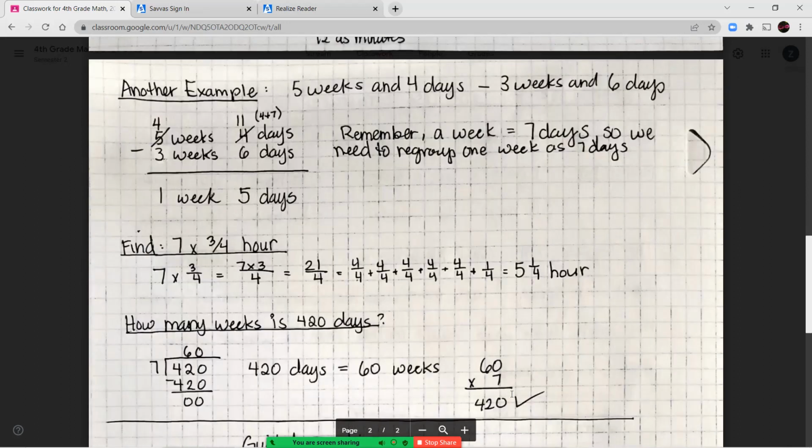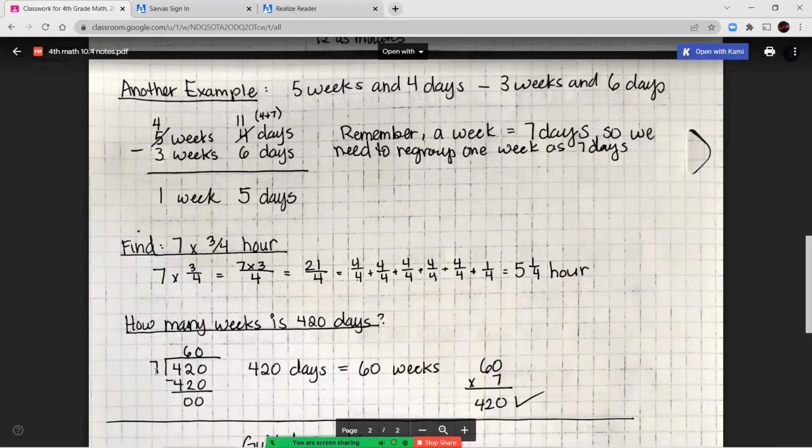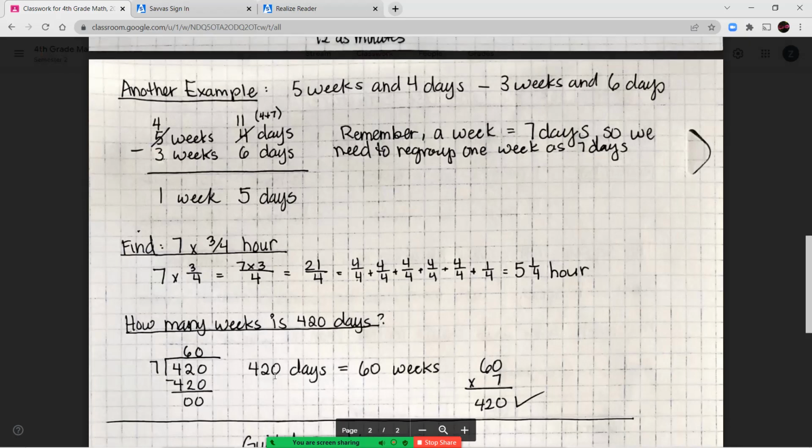Next, let's take a look at weeks and days. So our question here is, how many weeks is 420 days? So we're going to divide. So let's drop the 0 for a minute. How many groups of 7 are in 42? I know 6 times 7 is 42. So 60 times 7 will give me 420. And I find out that 420 days is equal to 60 weeks. Now, if I want to be sure, I'm going to do my inverse operation to check. 60 times 7 did give me 420, because 7 times 0 is 0, and 7 times 6 is 42.